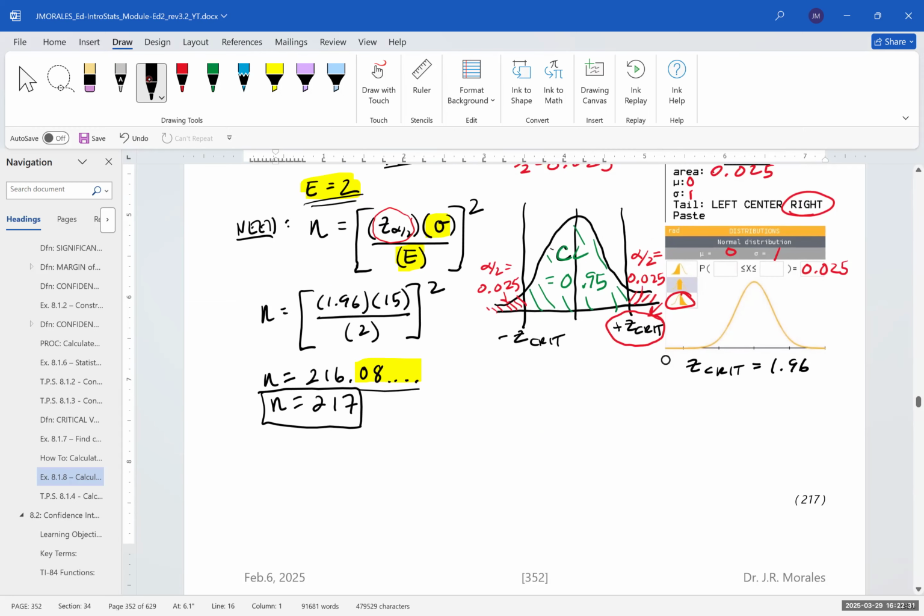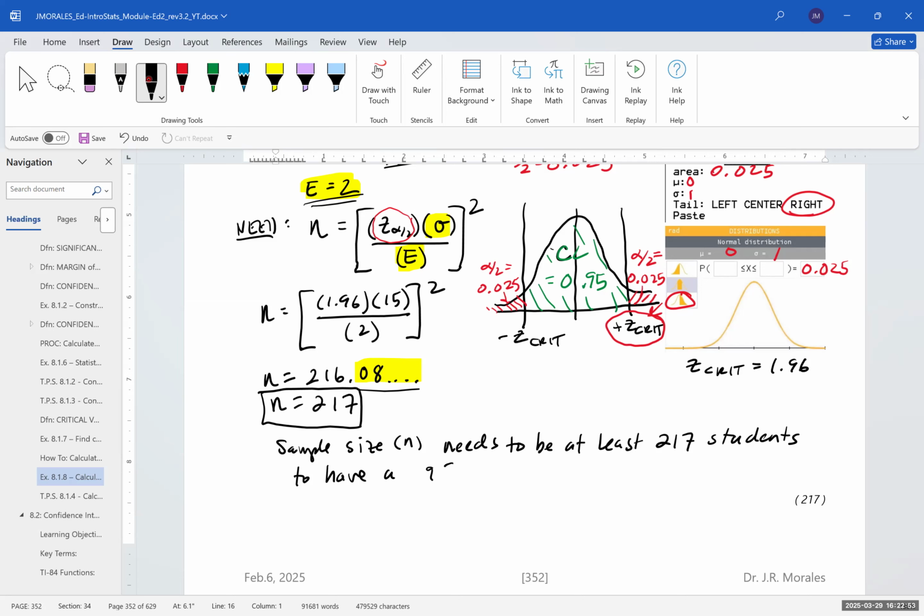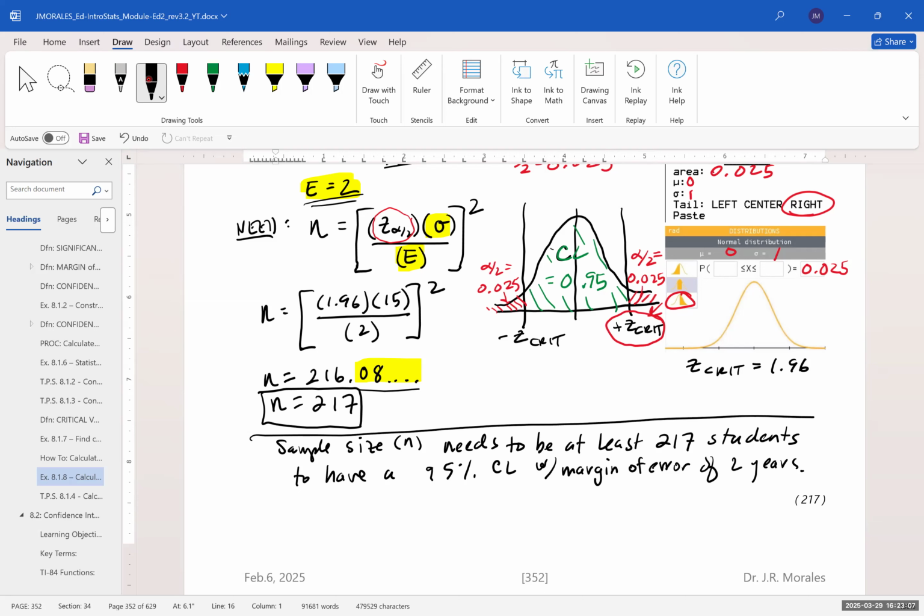So we can write that here in context. We can say sample size needs to be at least 217 students to have a 95% confidence level with a margin of error of 2 years. And there we go.